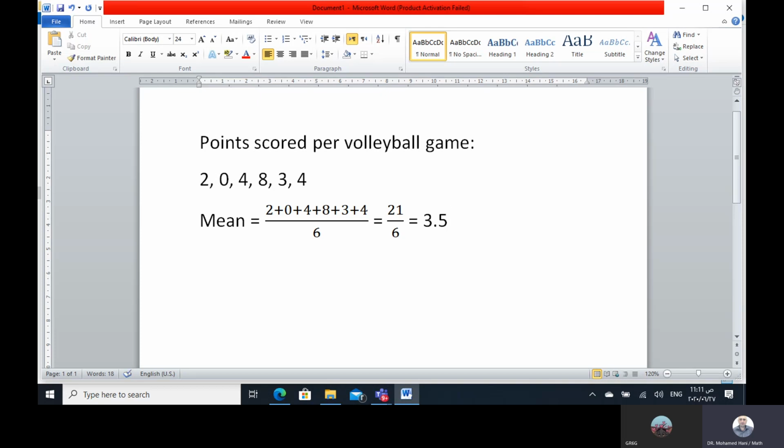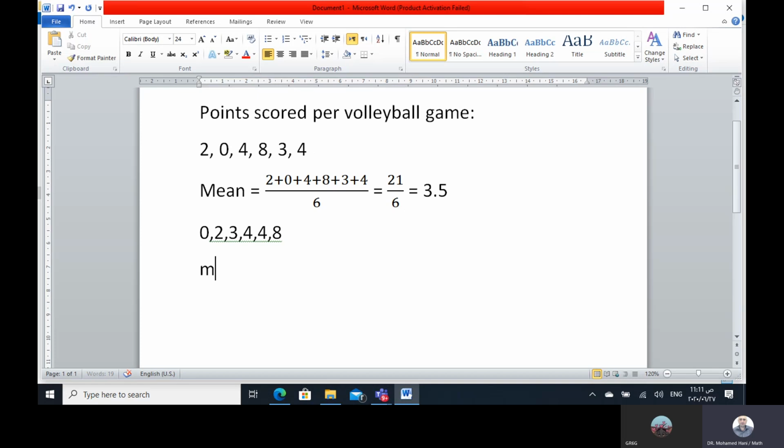Now how to solve the median? The first step, order the data from small number to the big number. So we have here 0, 2, 3, then we have 4 2 times, then we have 8. Now here we have 6 numbers and here we have 1, 2, 3, 4, 5, 6. It's true. Now we can solve the median.